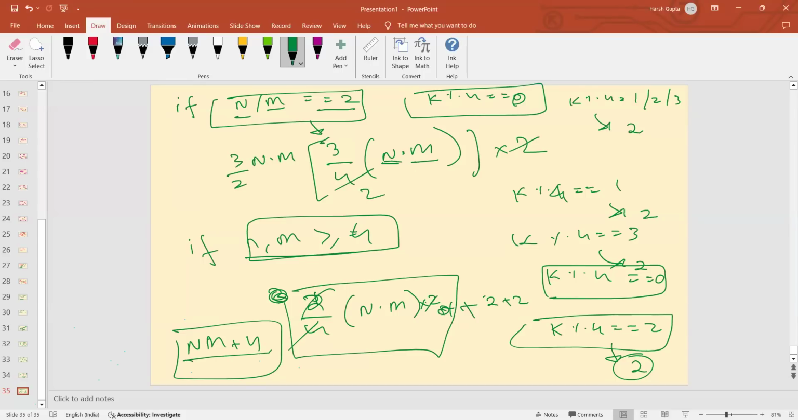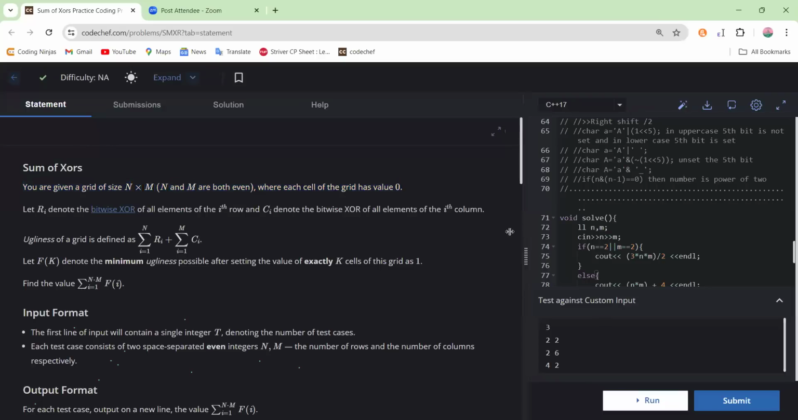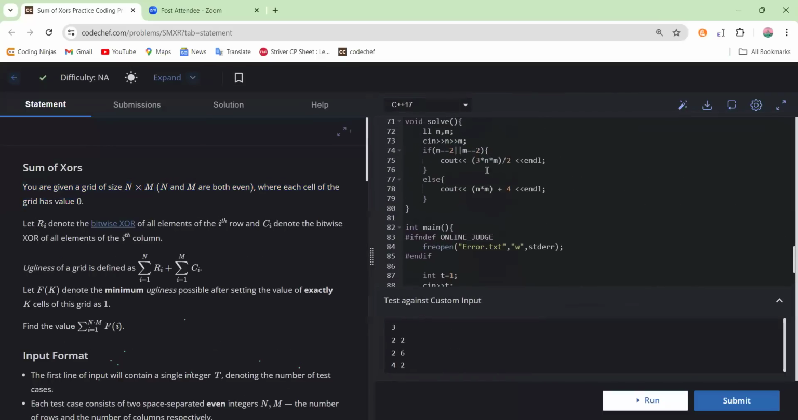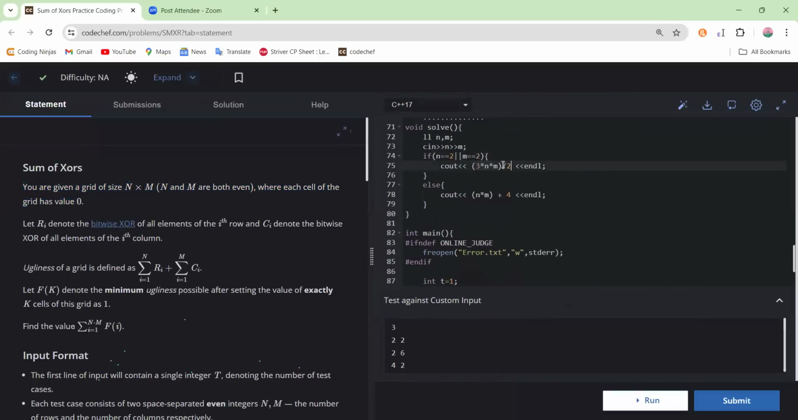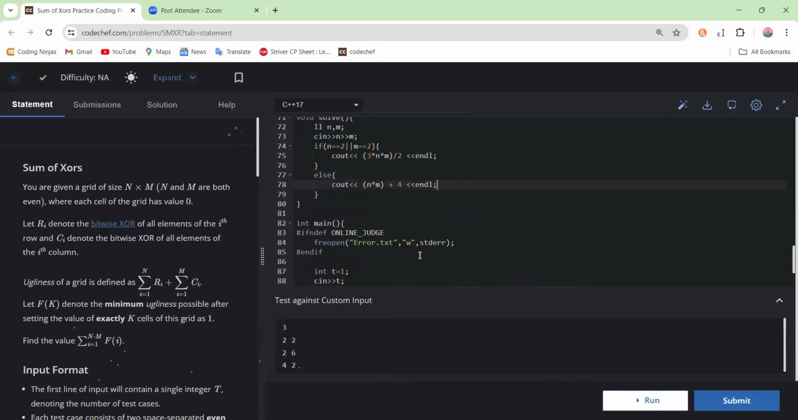So that is actually the code for this solution as well. If either of n or m is equal to 2, my answer will be 3nm by 2. Else my answer will be nm plus 4. Is the logic understood? It was a decent question. It was very tough to think.